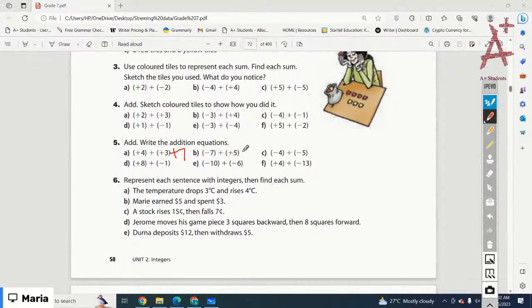You are left with just two negative tiles, so that means -2. Then -5, -5, same tiles, that means -9. You have to count them collectively, that makes -9. +8 and plus -1. A pair of one positive and one negative makes 0. You are left with 7 positive tiles.